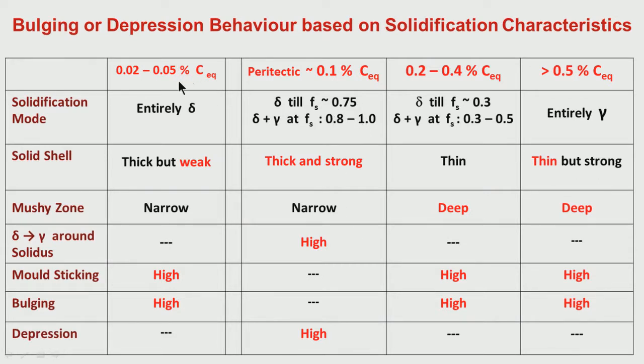So, very low carbon has sticking and bulging tendency. Around 0.1% carbon equivalent, I am telling around, it may be from 0.07 to 0.17, it is near the peritectic chemistry, we call it around 0.1 the so-called peritectic. So, here the depression tendency is very high. Now, let us go to a carbon concentration above this, say 0.2 to 0.4. What is happening?